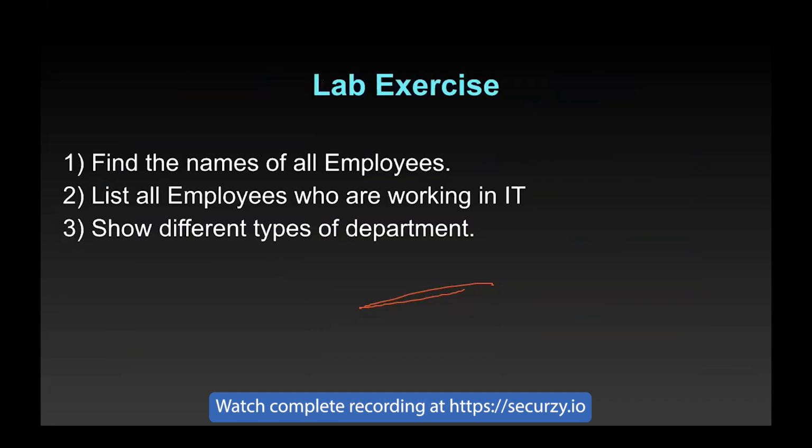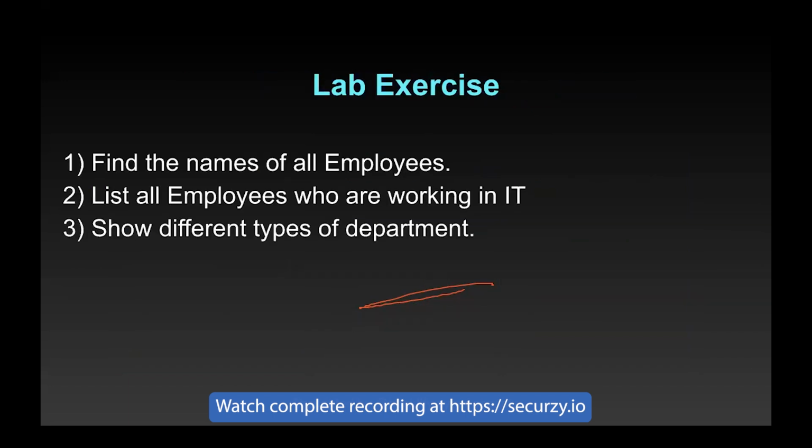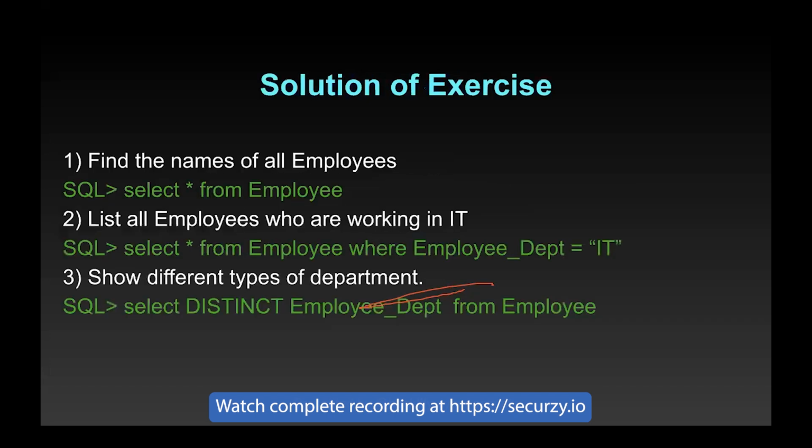Then the second question is list all employees who are working in the IT department. So it would be select star from employee table where employee underscore department equal to IT. So this is how the second answer would be. And the third is show different types of department. So you need to show the different departments that are available. For that, we will use a keyword which is distinct. Select distinct employee department from employee table. So this is the solution of all three questions. Does anyone have any doubt here? Or we can quickly move to SQL injection.